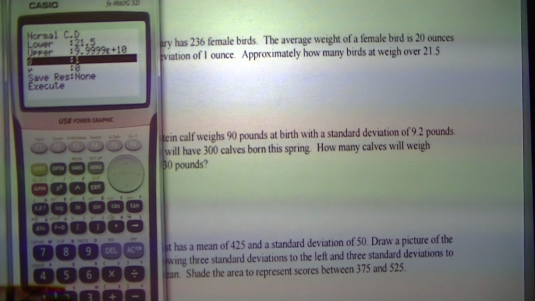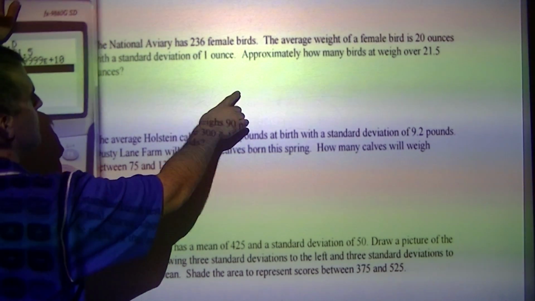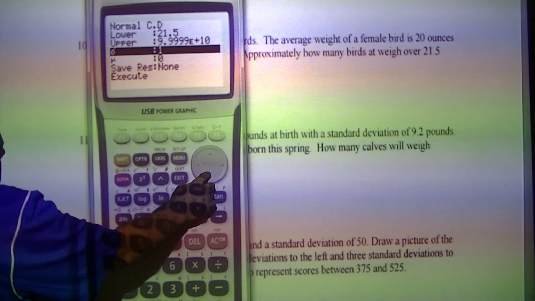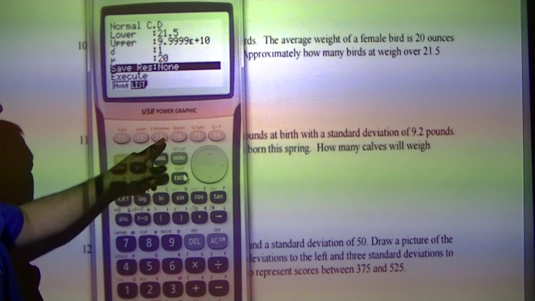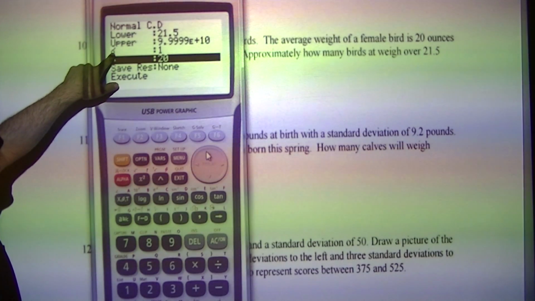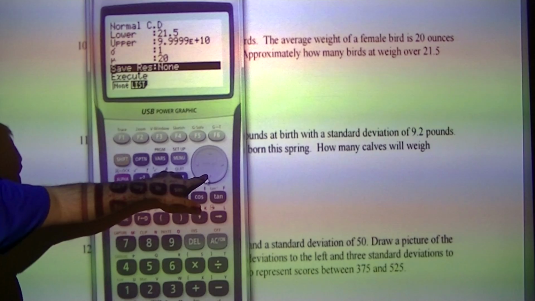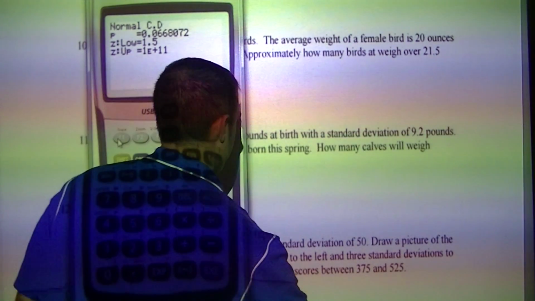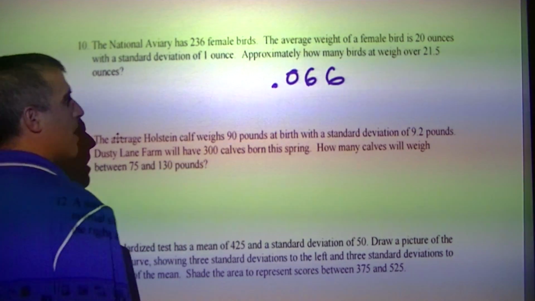The standard deviation is 1 ounce, and the average weight is 20 ounces, okay? So my mu is 20. That's my mean. Standard deviation, all right? So then when I go down here to hit execute, it's going to tell me 0.066. So 0.066 is the probability.